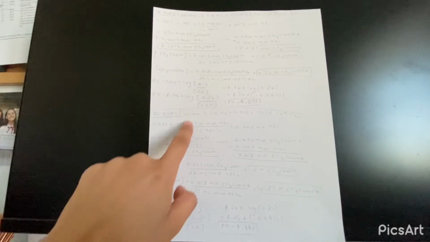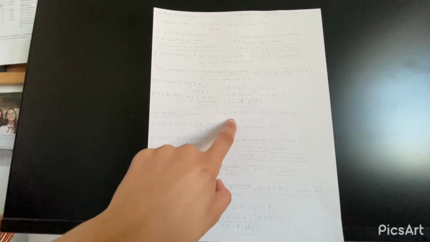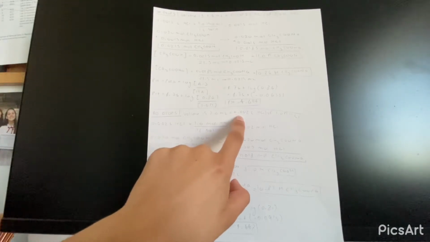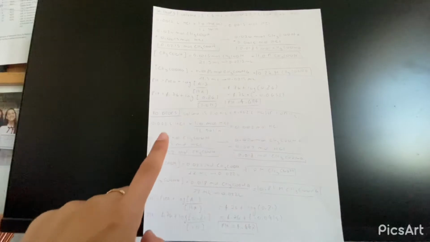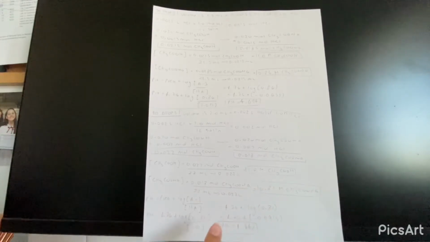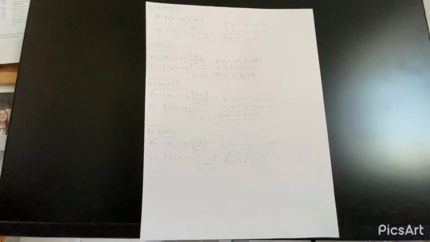And for 40 drops, we're going to be using volume 2.0 milliliters. To convert that to liters, we're going to have 0.002 liters. We're going to be doing the same steps. Our results are going to be different because we have a different volume. And for pH, our pH is going to be 4.668. Same steps, different results.